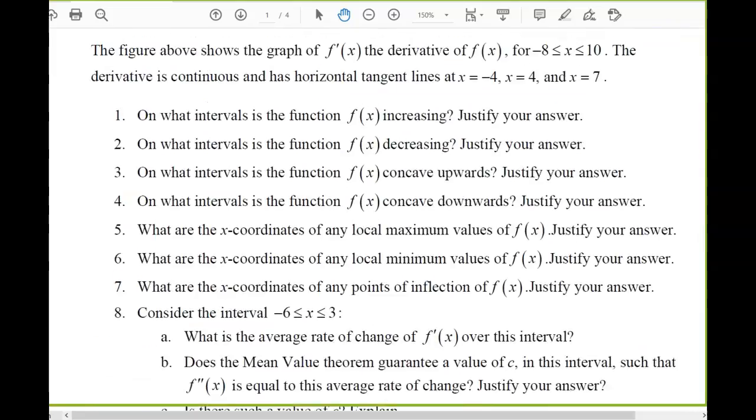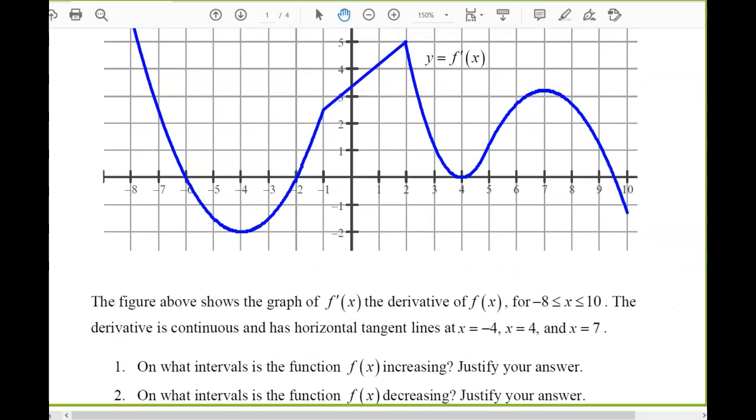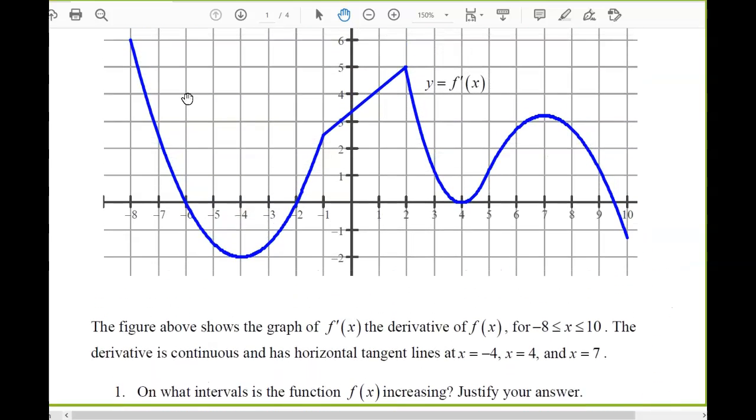Let me go back up to the graph. So the graph, is she answering? Did she answer or do you need me to answer it?